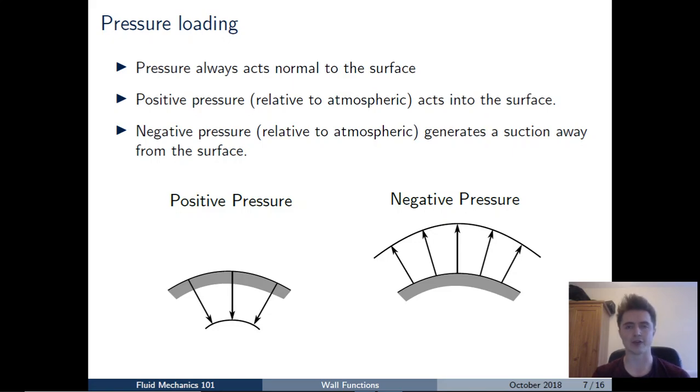And if we have a positive pressure, so the pressure is greater than the local atmospheric pressure, then we get a load acting into the surface. Whereas the opposite is true if we have a negative pressure, or pressure that's less than the local atmospheric pressure: then we generate a suction, which acts as a local force away from the surface. And it's important to remember those loading conditions as we look at the pressure distribution around an aerofoil.